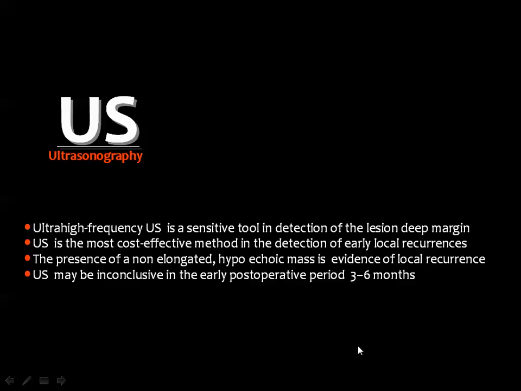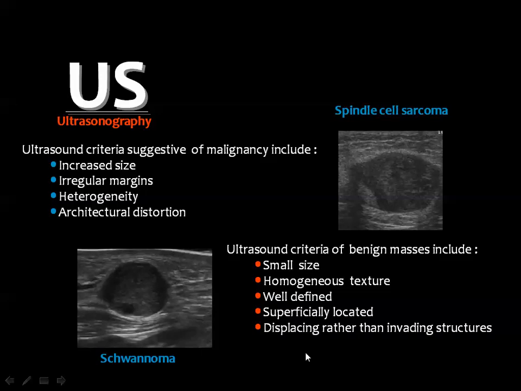Also, ultrasound is sensitive in detection of the deep margin of the lesion, especially if you have ultra high frequency. It is also an effective method in detection of early local tumor recurrence. And of course, with the help of Doppler ultrasound, we can have a good idea about the tumor vascularity, and we can also assess the response of the tumor to the therapy administered.